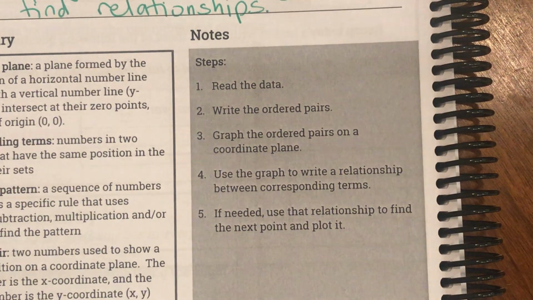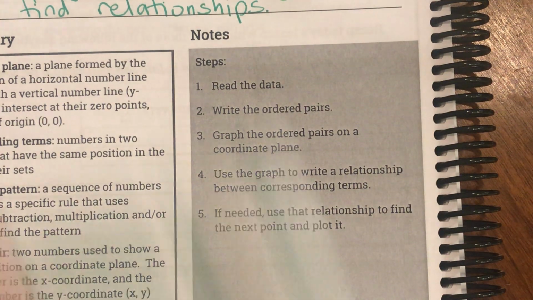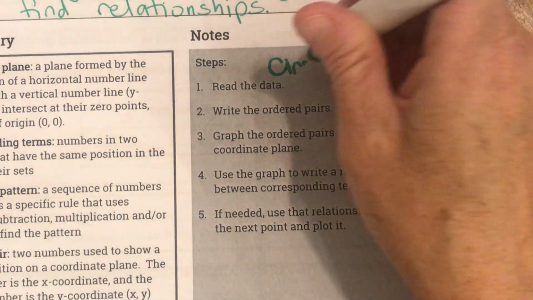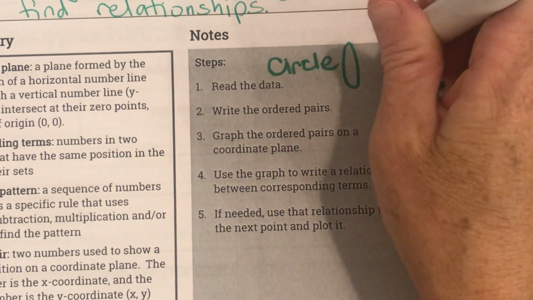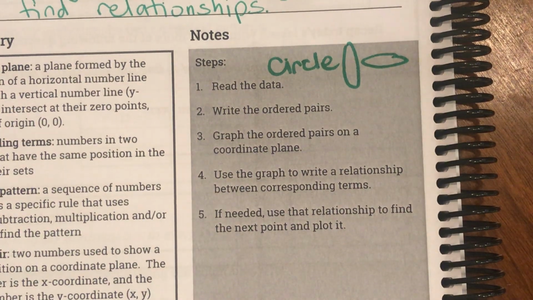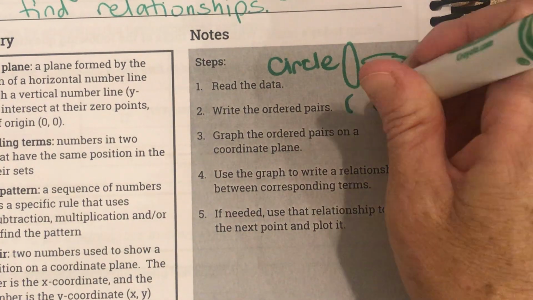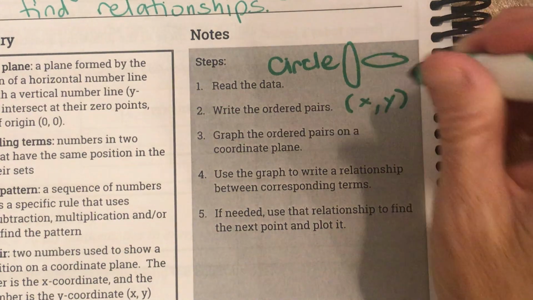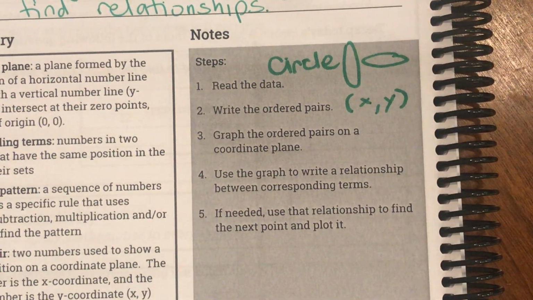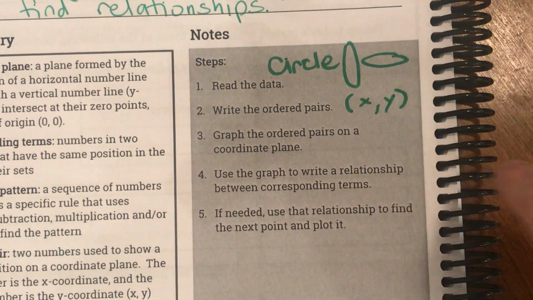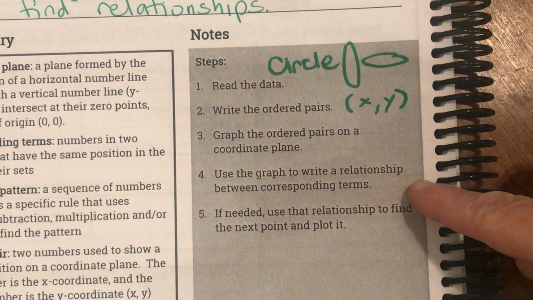It says we're going to read the data. With reading the data, just like we have done the last 2 days, let's make sure that we circle our corresponding terms. They might be vertical or horizontal, but we're going to make sure we circle those. And then we're going to write our ordered pairs. Remember, an ordered pair is our X and our Y. And then we're actually going to graph them. Okay, so this is where it's new. We haven't done these two steps. But then our other steps are what we've been doing.